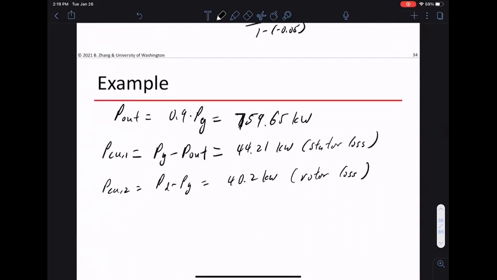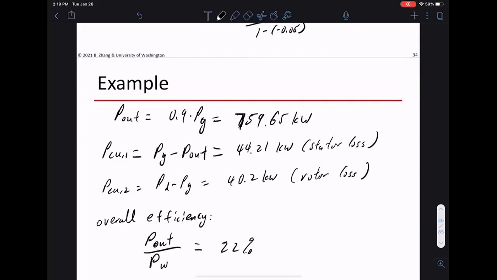And then the overall efficiency is basically P out divided by the total power I have as wind. I lost a bunch, divided by total power, and this we get is about 22%. Okay, 20% of loss.